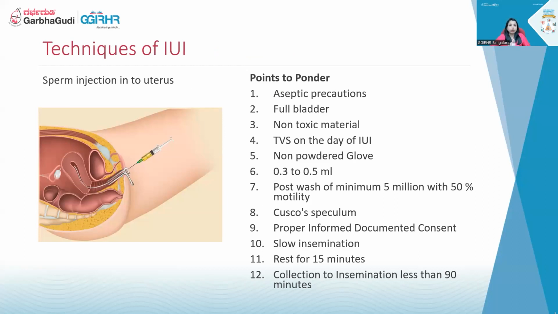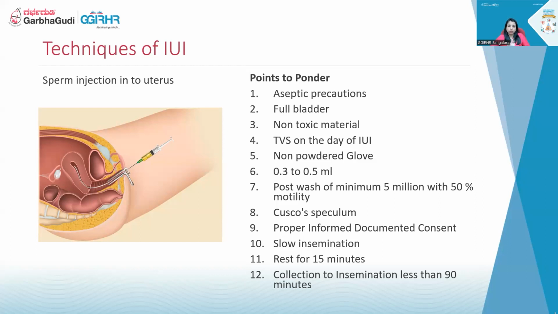Then coming to the technique of IUI, one thing: this should be done with aseptic precautions and a full bladder in order to straighten the uterocervical length, and a transvaginal scan on the day of IUI should be done to confirm ovulation. Use non-powdered gloves, and transfer about 0.3 to 0.5 ml of semen concentrate into the upper uterine cavity beyond the internal os.